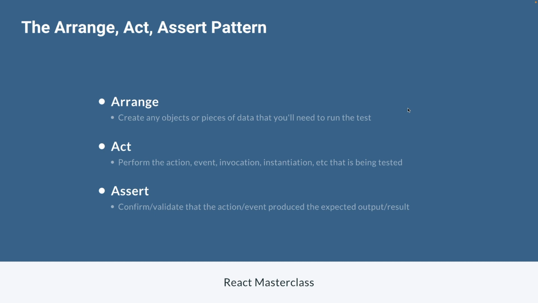And finally, in the last phase, the assert phase, that's where we assert. To assert simply means to confirm or validate, to confirm that something is true. We confirm or validate that the action event that we undertook produced the expected output or result.